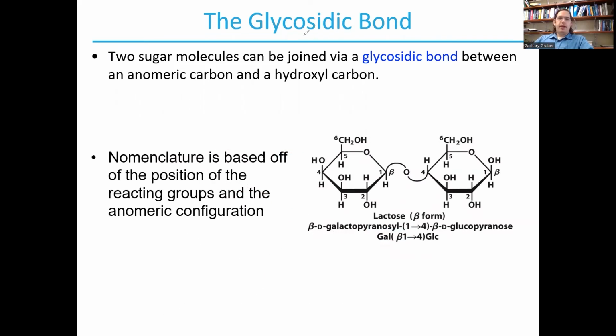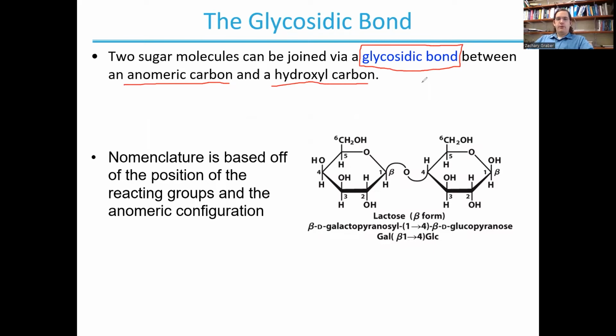So we can join essentially any two sugar molecules together using the hemiacetal or hemiketal on our anomeric carbon and any of our hydroxyl carbons. This forms what we call our glycosidic bond. So this is essentially the equivalent of the peptide bond that we saw earlier for our proteins.